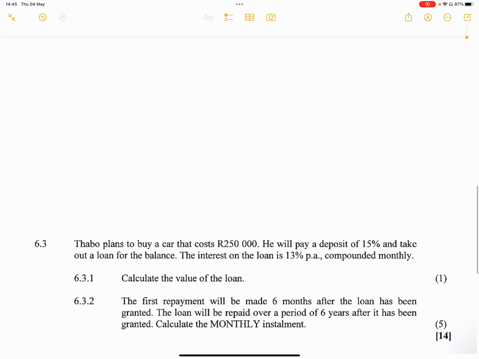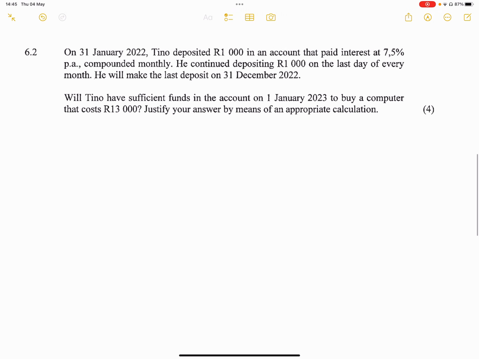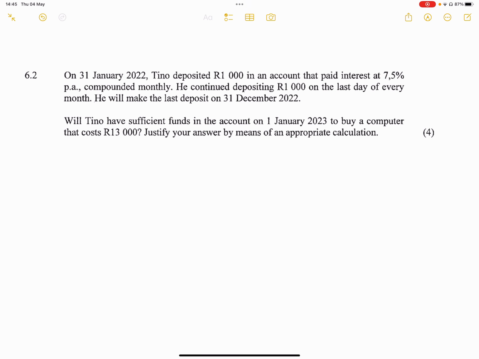So let's check if we can accumulate that amount, if it can give us, in this case, 13,000 when we deposit 1,000 rands each month. And we know that our interest is at 7.5%. Note that the compounding cycle in this case is every month. That simply means that M will be equal to 12.